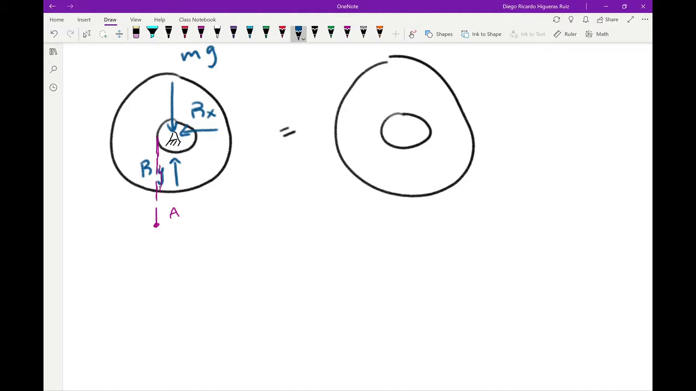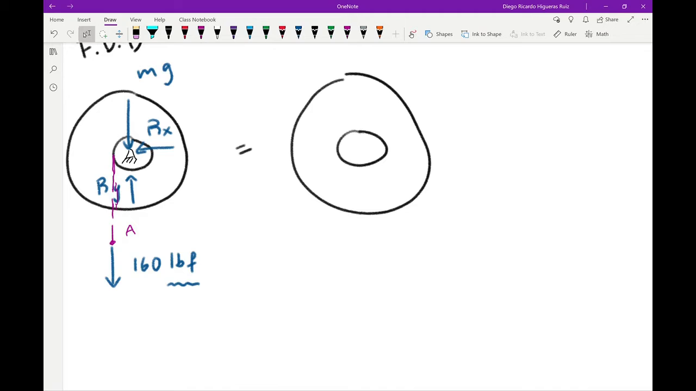Now we have this force right here, and this is going to be 160 pounds force. I like writing that F, which means pounds force, because I want to be clear with the units I'm dealing with. I want to make sure you all know that I'm talking about pounds force and not pounds mass.